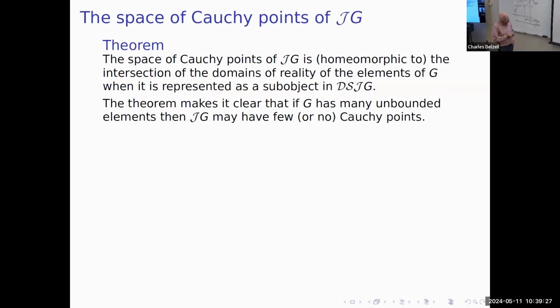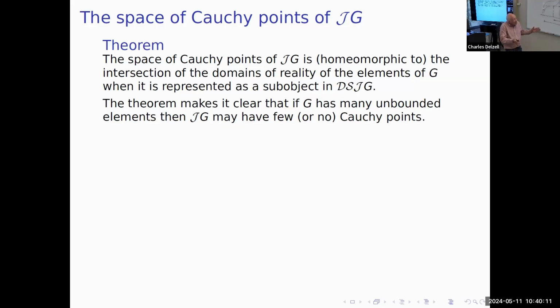So the last point I'd like to make in this talk is simply that, and I mentioned it before, what's the deal with the Cauchy filters? Well, it turns out that the space of Cauchy filters on this uniform frame associated with the W objects is nothing more than the intersection of the domains of reality of the elements of G when it is represented in this new way, right? So we've got G represented as some extended real valued functions on the Samuel compactification. And you may or may not have an intersection of the domains of reality, but whatever you got, that's the space of Cauchy filters.